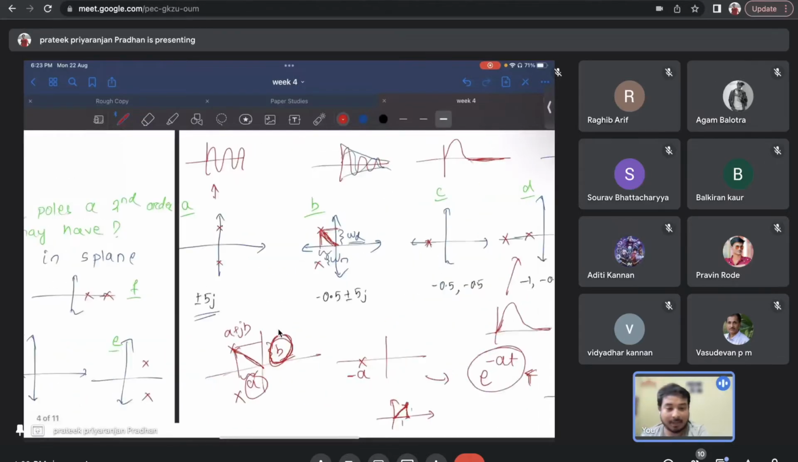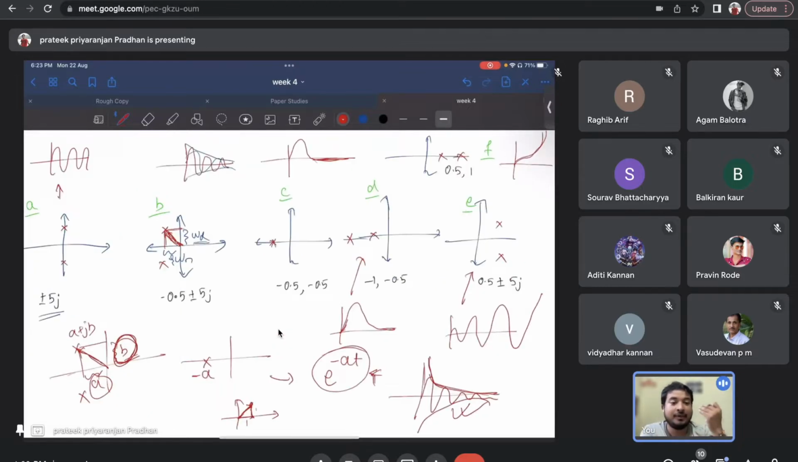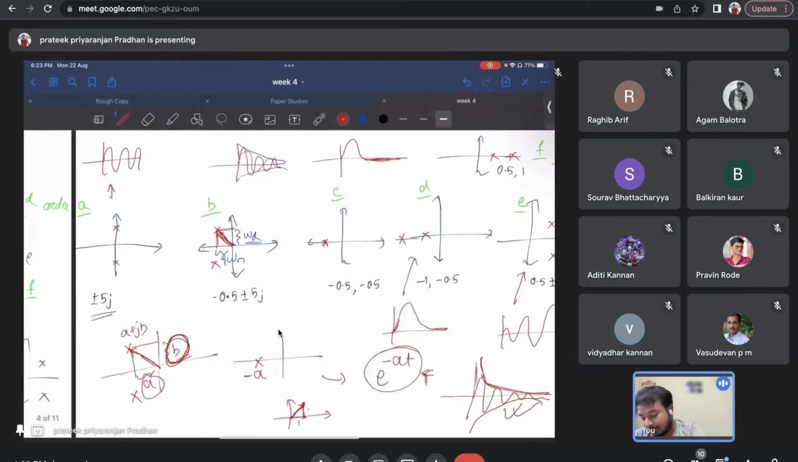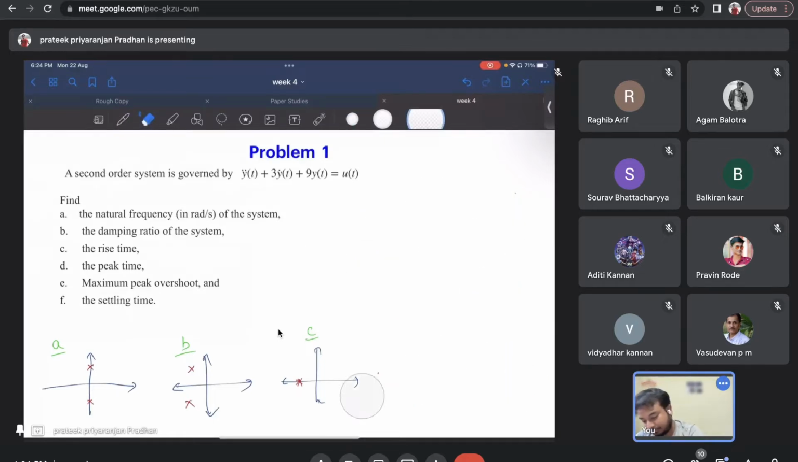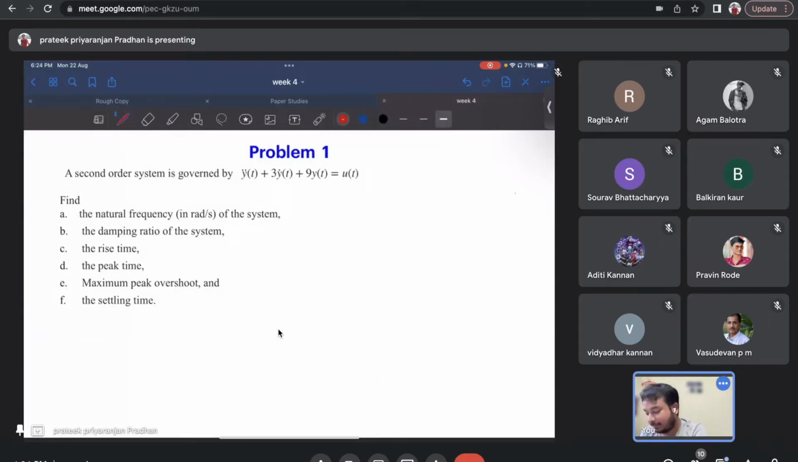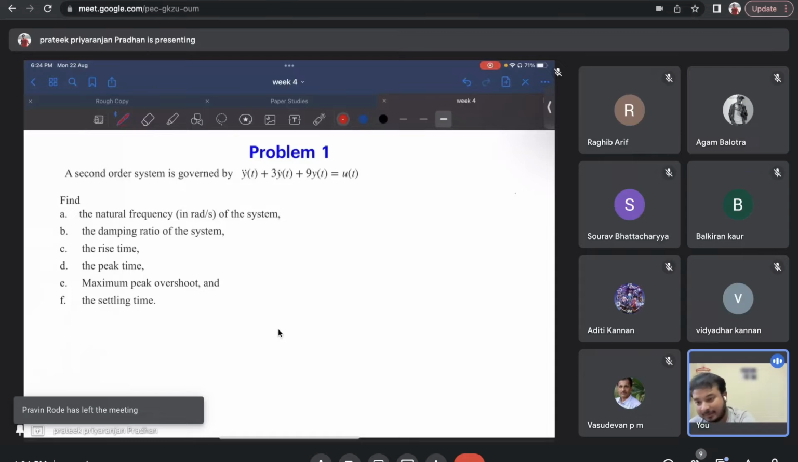Now I wanted to make you visualize the plots. Whenever there is a situation, you have both the poles, you can plot or imagine the plots. Then coming back to the original question, I'll erase this part. The question is, my second order system is given like this, and I need to find the natural frequency of the system.